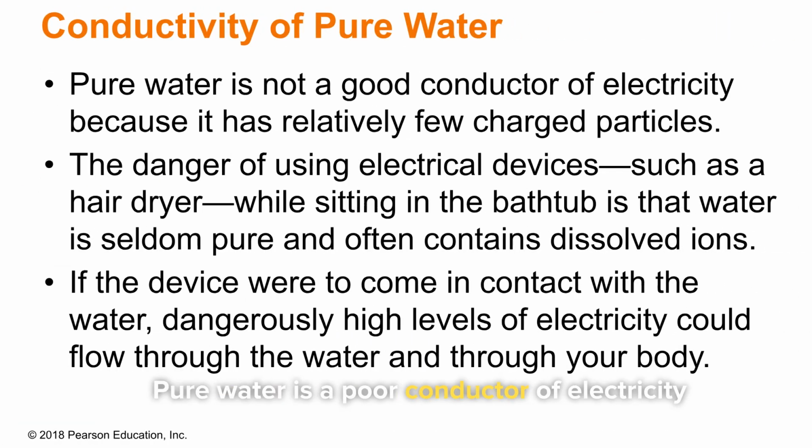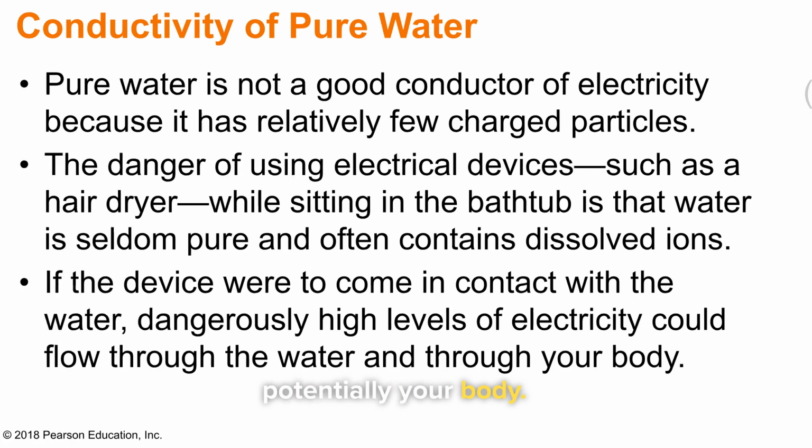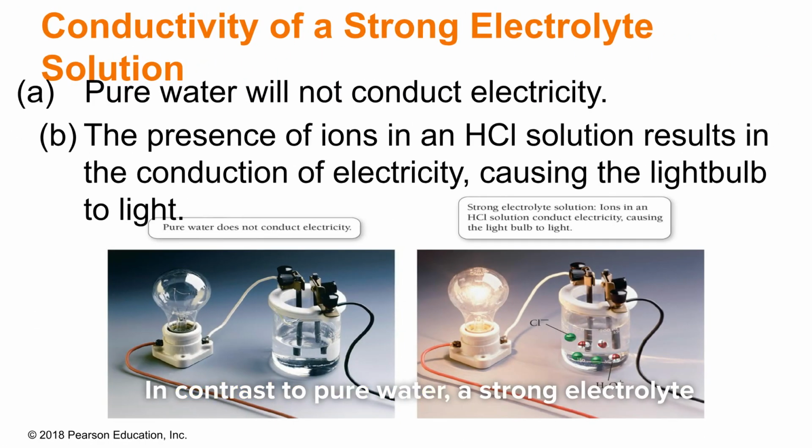Pure water is a poor conductor of electricity due to a lack of ions. This is why contaminated water is dangerous near electrical devices, as those dissolved ions allow electricity to flow through the water and potentially your body. In contrast to pure water, a strong electrolyte solution like hydrochloric acid conducts electricity well because of its abundant ions. This flow of charge completes the circuit and powers the light bulb.